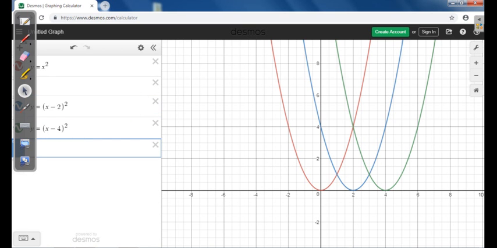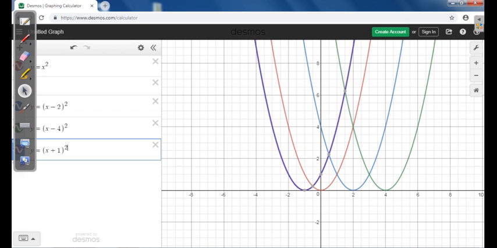So if I have y equals x plus 1 squared, now what do you see? Where did it move? It moved to the left one, because what's your h value here? It's a -1. So because the h value is -1, it moved to the left one.